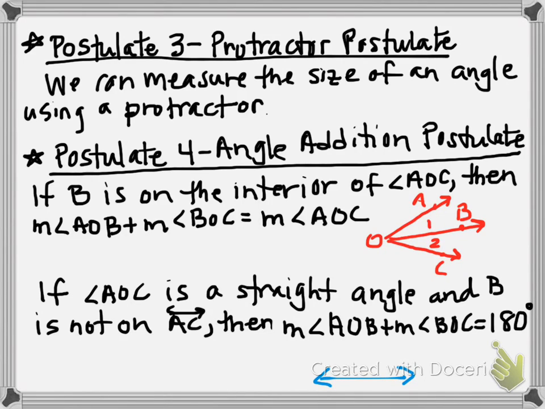So here's our AC, and here's B. So the measure of angle 1 plus the measure of angle 2 has to equal 180 because it has to equal a straight line. Okay, a couple more special vocab words and then we'll be done.